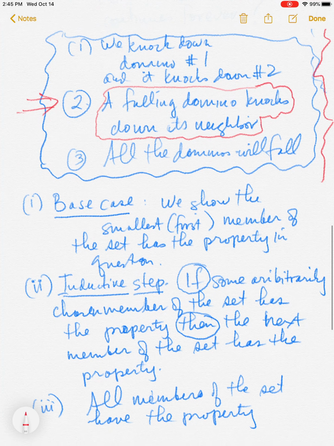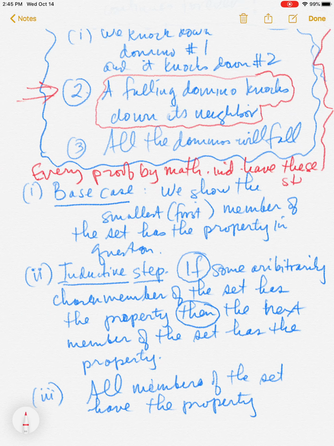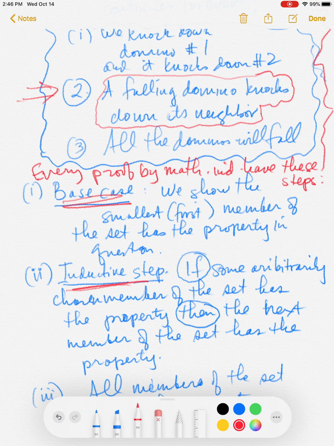Okay, so every proof by mathematical induction has these parts, these steps. The base case, the inductive step, and then finally the conclusion that all members of the set have the property. All right, and you're probably thinking, huh?